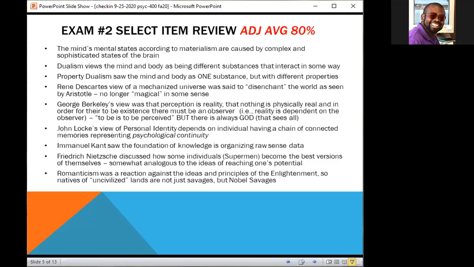One of the ideas that was offered up was property dualism, which saw the mind and body as one substance, not two substances, but one substance with different properties. And we'll see a similar idea come up when we talk about Spinoza. So Rene Descartes' view also was one of a mechanized universe. What he meant by a mechanized universe is basically the idea that everything in the world is mechanical in a certain sense, that we are machines of greater or lesser complexity.